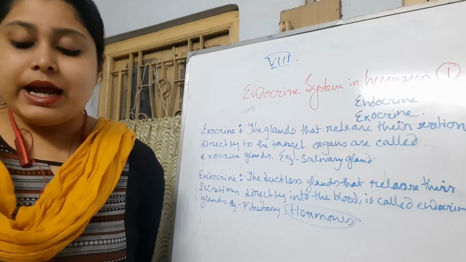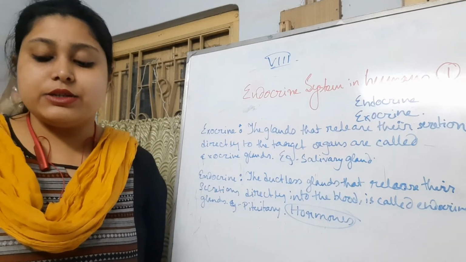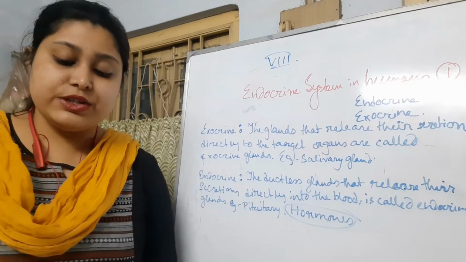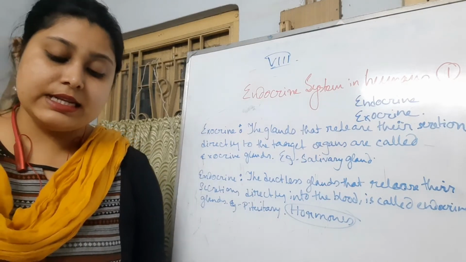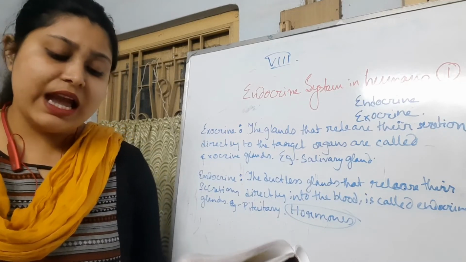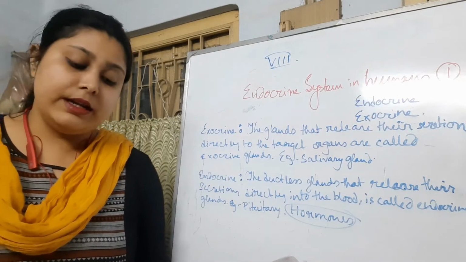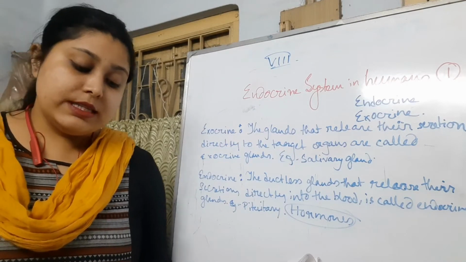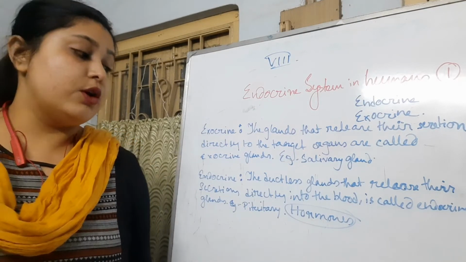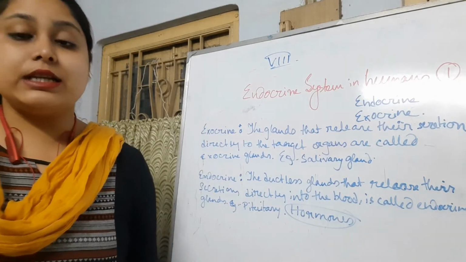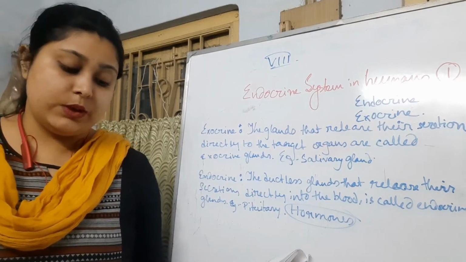The endocrine glands are ductless because they don't have their own ducts. They release their secretion directly into the cell and the tissue spaces adjacent to the cell, and it is carried by blood to the target organ. These chemicals secreted by the endocrine glands are called hormones, as I told you. The pituitary gland and thyroid gland are examples that I already told you.